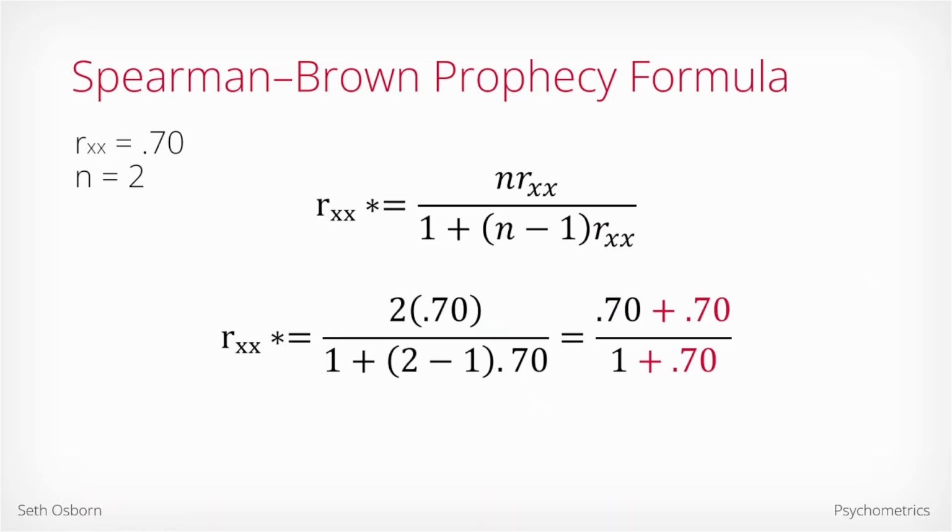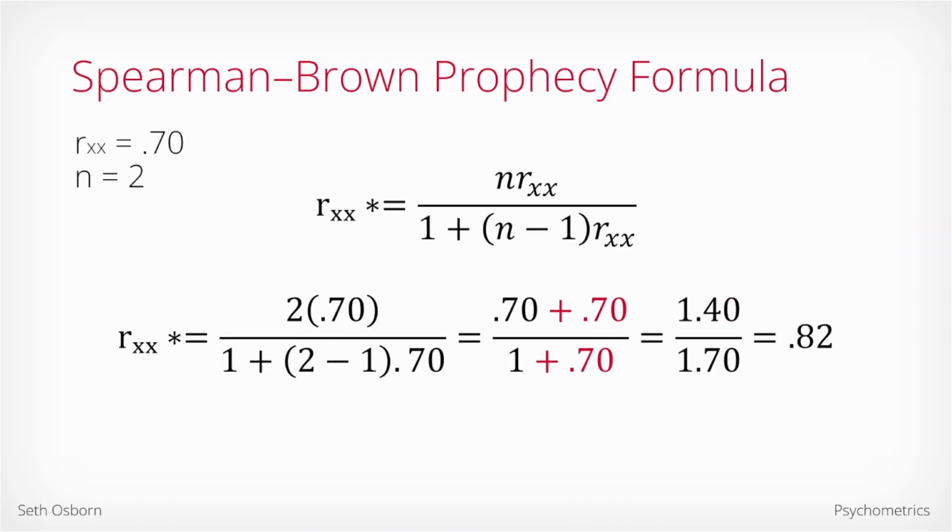Here's what that looks like when n equals 2 and the reliability estimate is 0.7. We added 0.7 up top, so we also add 0.7 down low to accommodate the increase. And that's what ensures that our resulting reliability estimate falls between 0 and 1, as we'd hoped it would.